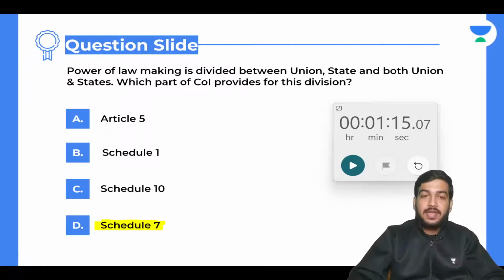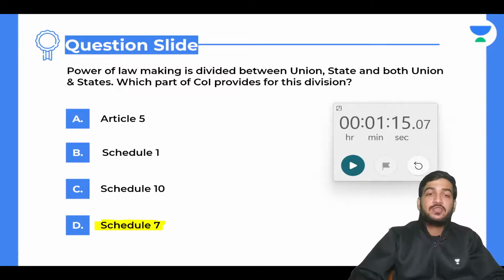Okay, the 10th schedule relates to anti-defection law, and Schedule 1 relates to territories of the Union of India. कौन से states, कौन सी union territories, वो सब Schedule 1 में provided है. ठीक है. Article 5 relates to citizenship of India.